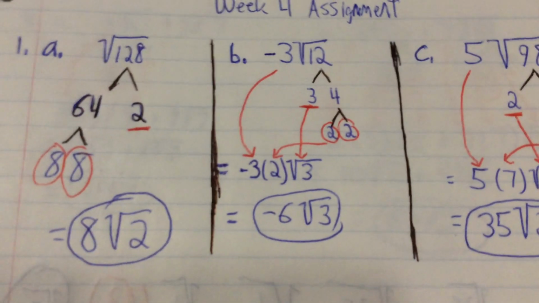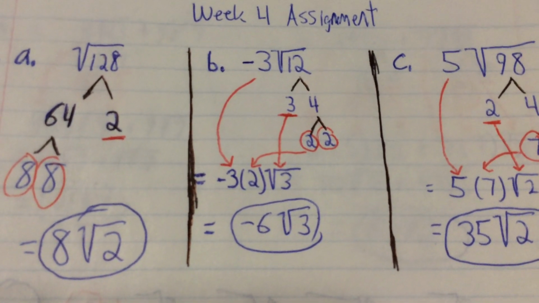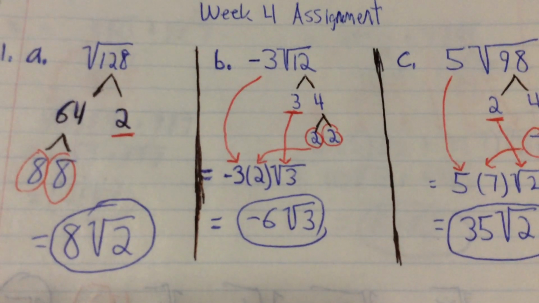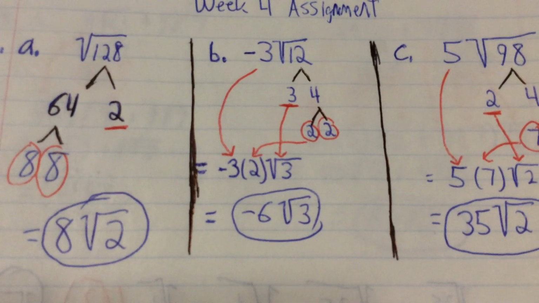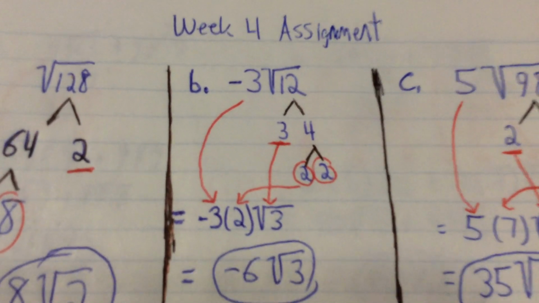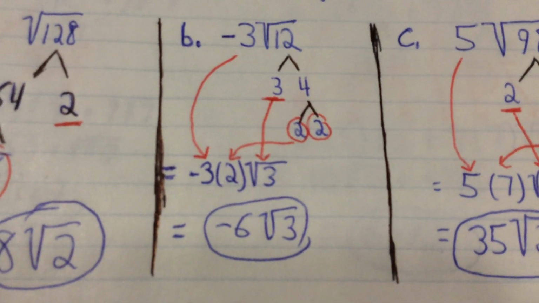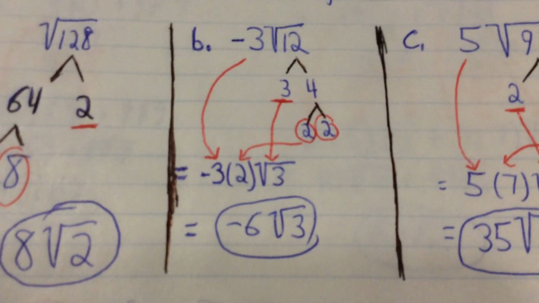Looking at B, we have negative 3 root 12. Now, some people struggled with if you have a number in front of the radical. Remember, that number stays on the outside, that negative 3, and then whatever comes out of the radical, whatever we can factor out, is going to end up getting multiplied by that negative 3. So we have 12 inside the radical there. I separated it into 3 and 4, and then 4 is a perfect square, so I knew that we had 2 and 2 as factors of 4.